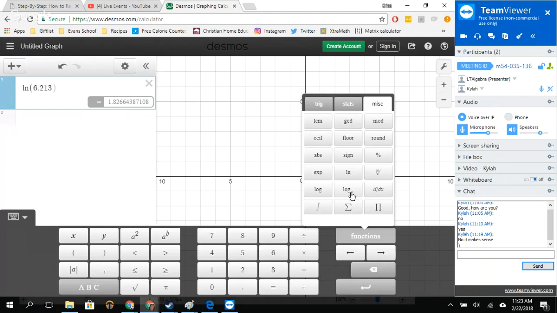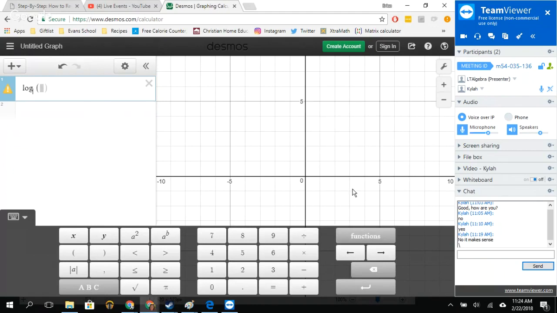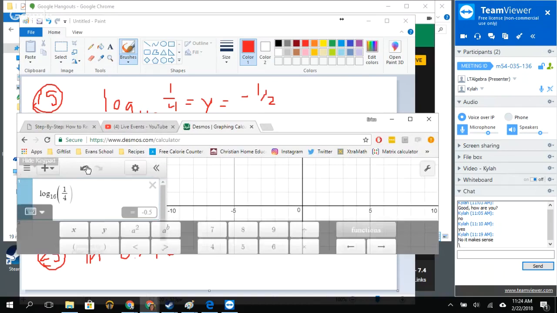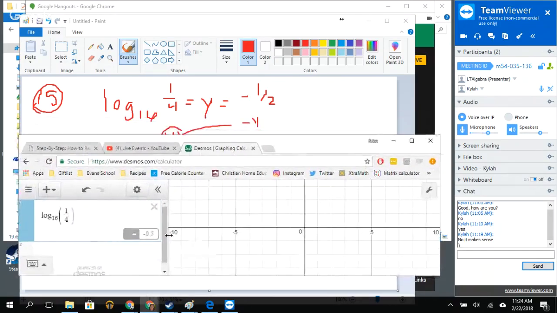So here's the secret. Back when we were doing that homework, and I think it's still up on the screen, you can actually, so this is number 15, say the log base 16 of 1/4 is -1.5. So Desmos will actually solve it for you. This is the problem that we just did. But I want you to know how it's solving it.